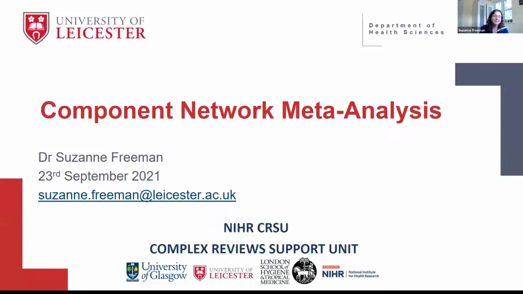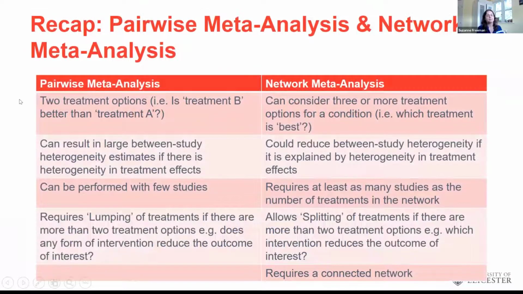As Debbie and Olivia have alluded to, I'm going to talk about component network meta-analysis. So rather conveniently, hopefully, my plan was to start with a recap of pairwise meta-analysis and network meta-analysis. With the pairwise meta-analysis, we have two treatment options, and we are trying to answer a question: is one better than the other treatment?